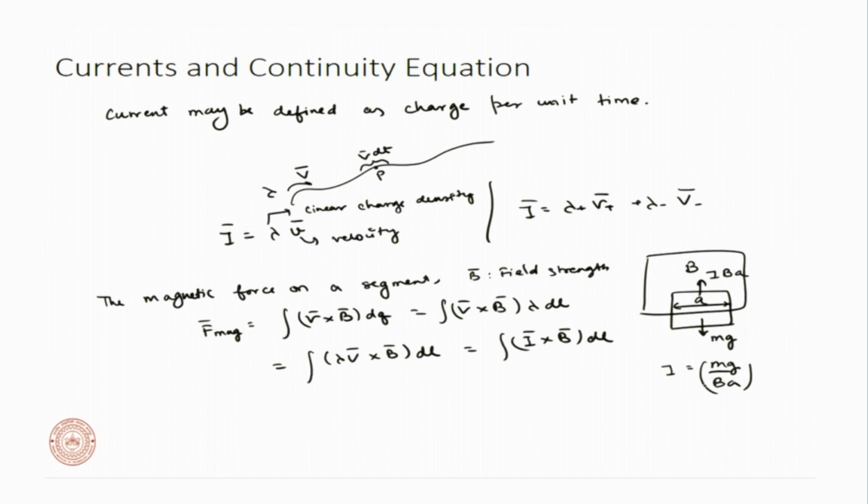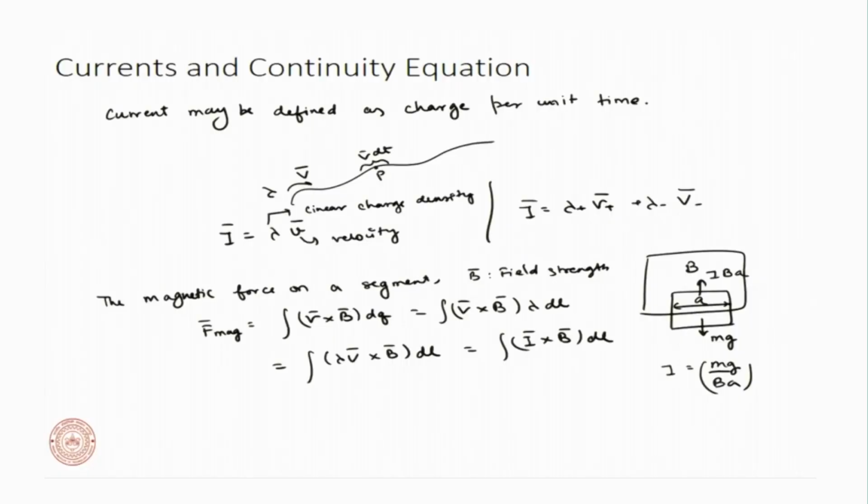Okay. So, if this much current is flowing through the conductor, then the gravitational force is countered by the magnetic force, and the loop is hanging or suspended in air. Okay. Now, let us find out what is the current per unit area, that is our current density.